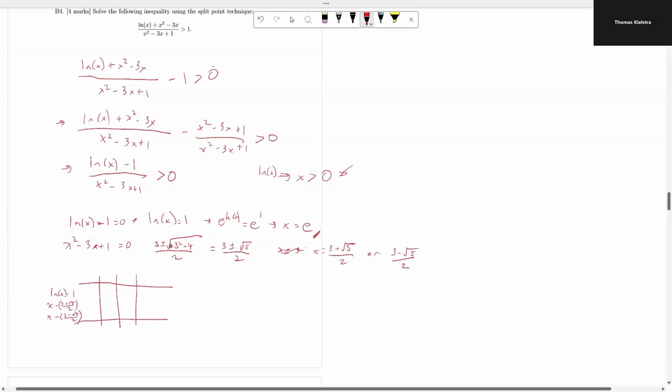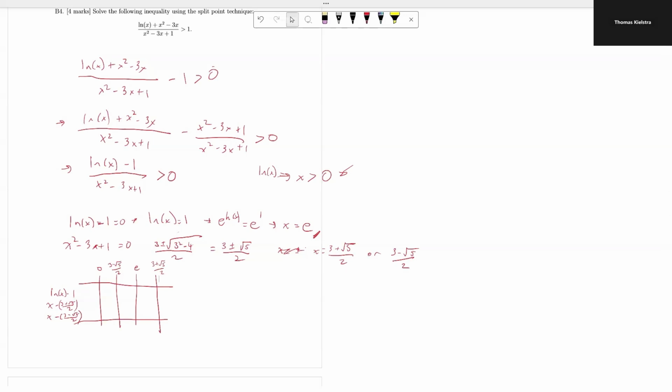As I said, I wouldn't put these ugly numbers on a test. I'd make it nicer, but we can do the same approach with our ugly numbers. And now I'm going to add one more point. My 0, my 3 minus root 5 over 2. And then I have e and 3 plus root 5 over 2. And here, I don't even know what's bigger, e or 3 plus root 5 over 2. I have to look it up right now, it's absolutely not something I would put on a test. 3 plus square root 5 divided by 2.